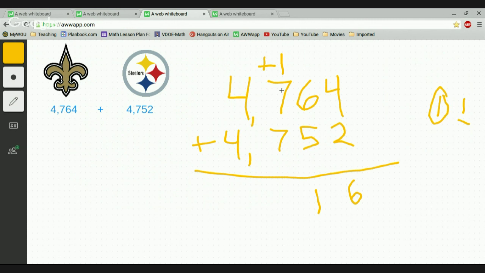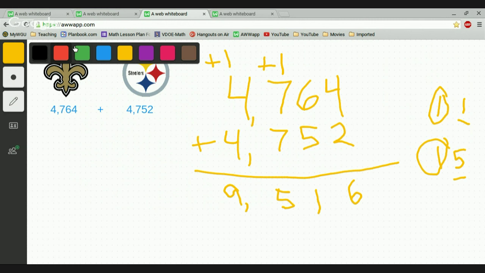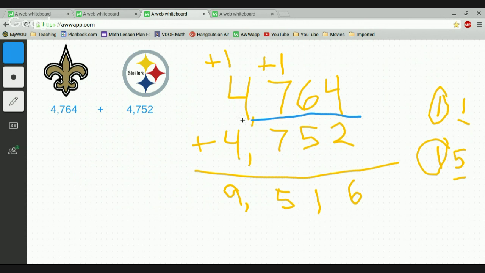1 plus 7 is 8, plus 7 more is 15. Same concept, 15. You put the 5 down, and the 1 gets carried up. 1 plus 4 is 5, plus 4 is 9. I got a little bit ahead of myself. But I'm not done with this problem yet, because I need to take these two numbers and do the opposite operation to check it. So I'll just do this over here.